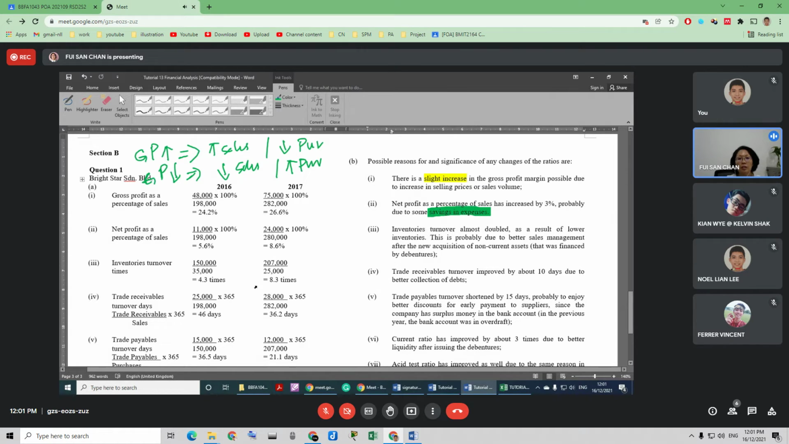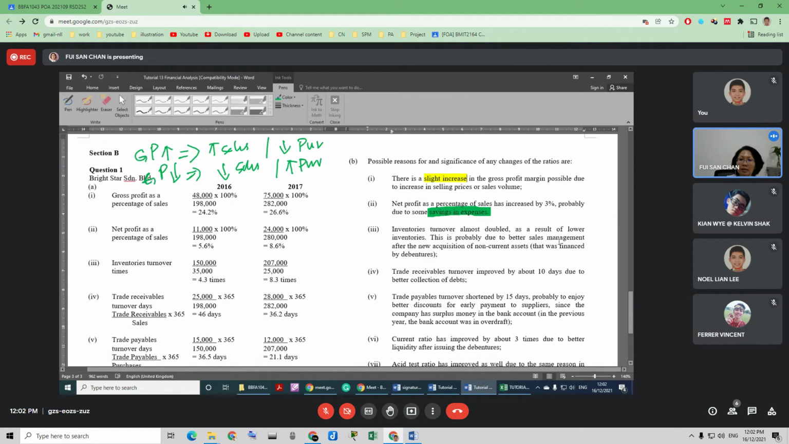Okay, inventory, 4.3 times, 8.3 times. So which one is better? For inventory turnover, is it the more times that we turn, the better, or the fewer times that we turn? The more, the better, right? The more times that you turn, meaning the faster that you sell. So inventory turnover almost doubled as a result of lower inventories.